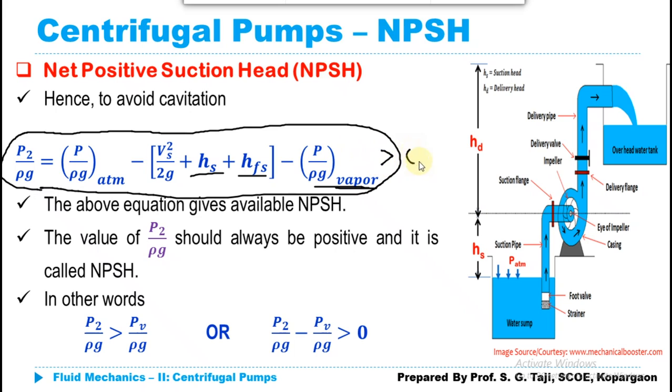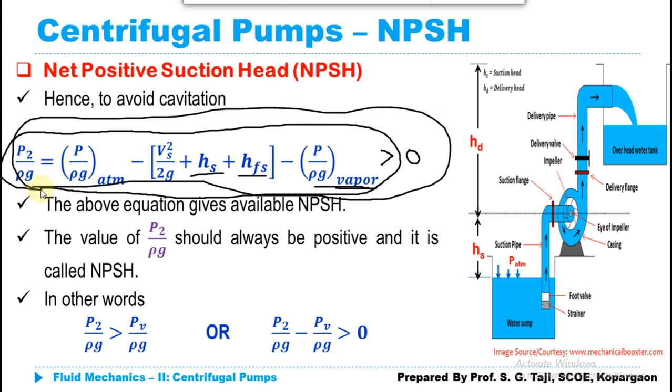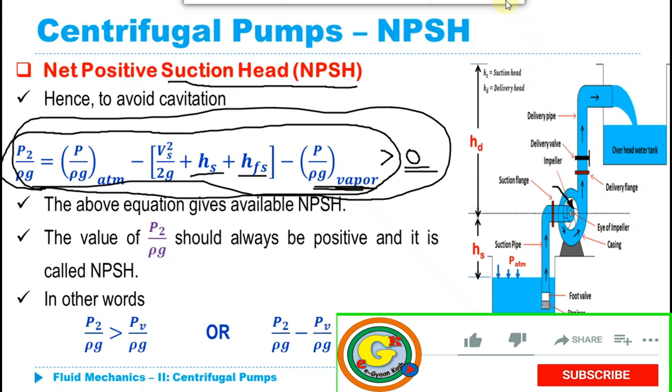That means that it should always be greater than 0, and this term is known as net positive suction head. So we are developing suction head, but in such a way that if you compare it with the vapor pressure, then its value should be positive. So if you deduct the vapor pressure from our suction head or suction pressure which is developed at the eye of the impeller, then this value should be positive, and then we can ensure that there will be no formation of bubbles inside the impeller.